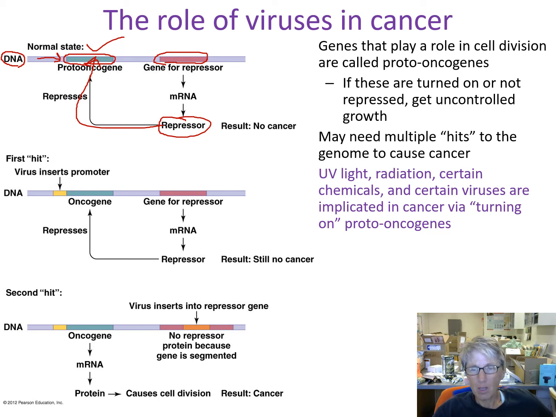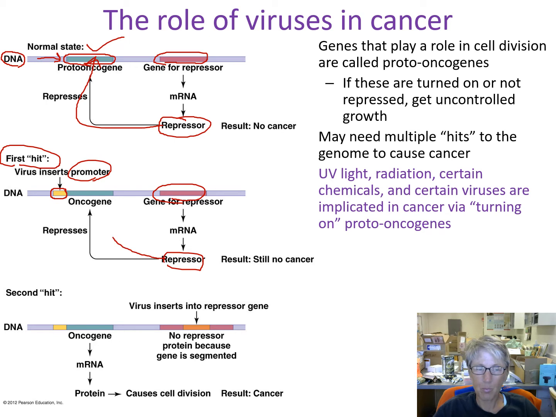This is called the two-hit hypothesis, by the way. So the first hit, a virus gets into your cells and inserts this thing called a promoter in front of the oncogene. The promoter is a region of DNA that will turn on a gene. So you've got this promoter. The oncogene is now ready to be turned on, but you still have your repressor gene working. So your repressor gene is turned on, you make the protein repressor. The protein repressor comes over here, sits on the oncogene, and it cannot be transcribed.